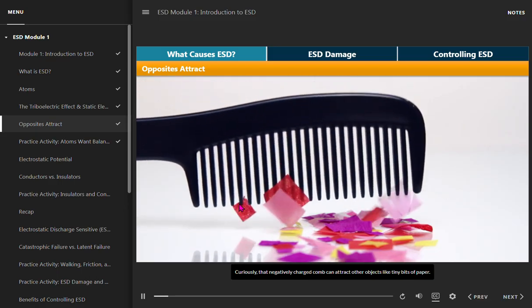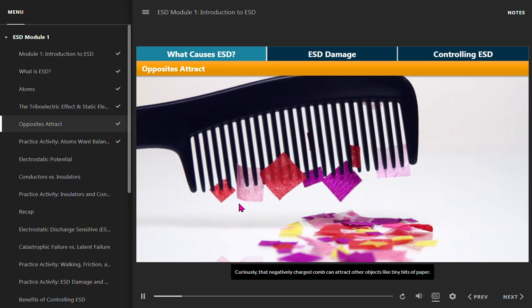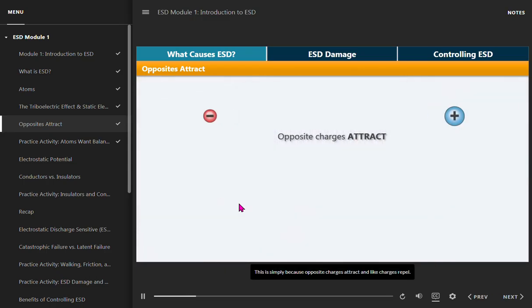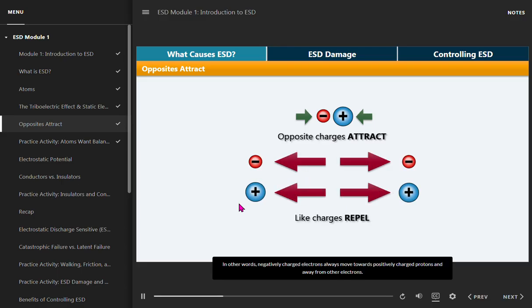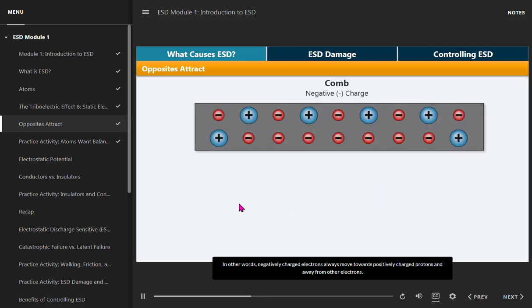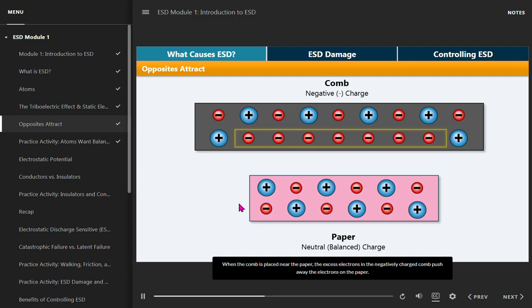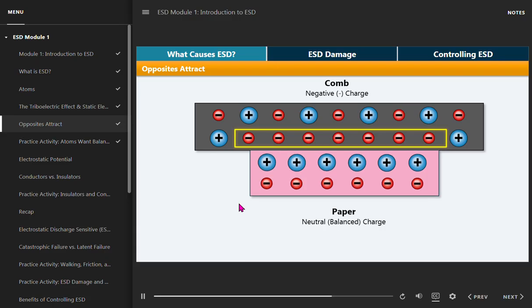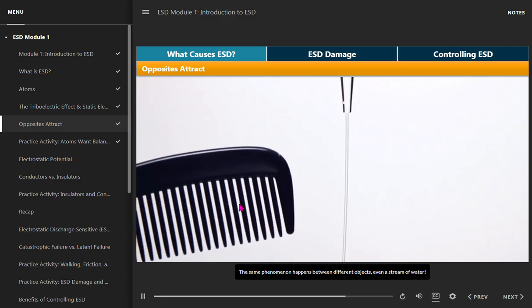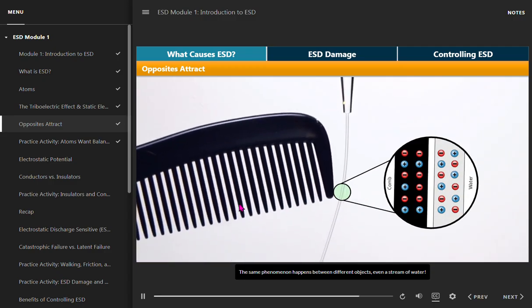Curiously, that negatively charged comb can attract other objects like tiny bits of paper. This is simply because opposite charges attract and like charges repel. In other words, negatively charged electrons always move towards positively charged protons and away from other electrons. When the comb is placed near the paper, the excess electrons in the negatively charged comb push away the electrons on the paper. Since opposites attract, the remaining positively charged protons on the surface of the paper are drawn to the negatively charged electrons in the comb. The same phenomenon happens between different objects, even a stream of water.